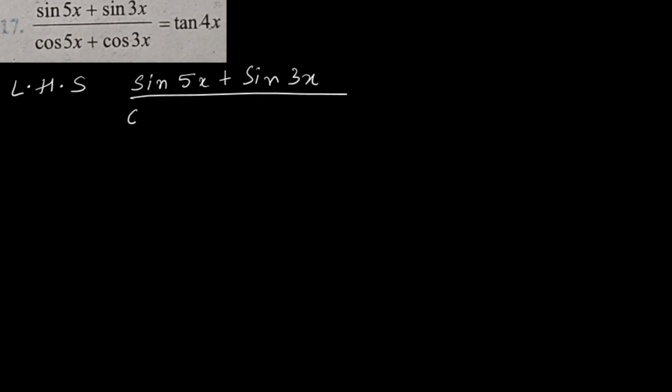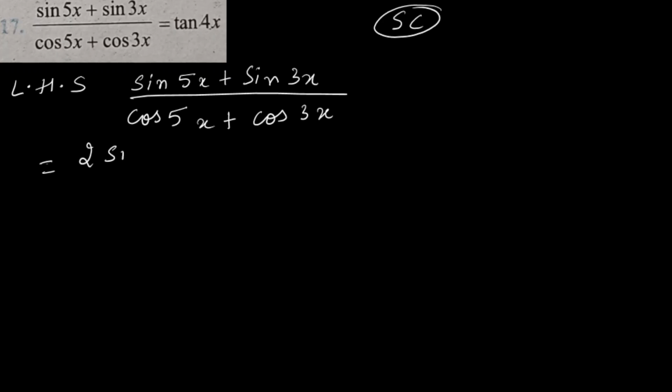So 17th also it's of the same type. So left hand side I am going to use. Left hand side is equal to sine 5x plus sine 3x by cos 5x plus cos 3x. So again we have to use the identity which we used in the previous question 16th. So sine plus sine, sine will always give us the combination sine cos. If plus is there, sine will come at the front.